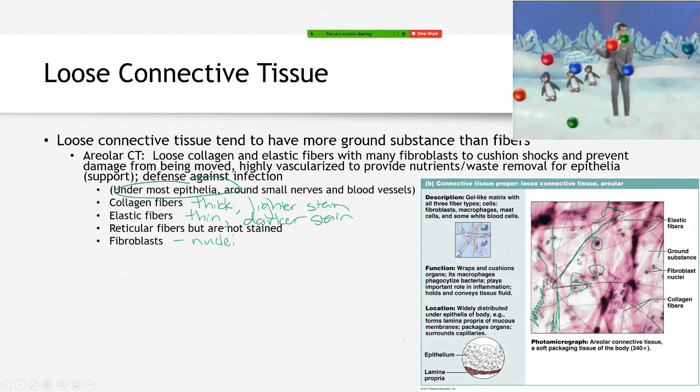Okay, simple squamous epithelium. With simple squamous epithelium, can you name an organ that has simple squamous epithelium? Yeah, the lungs is good, right? From the alveolus, very good. Kidney is a good one too, right?